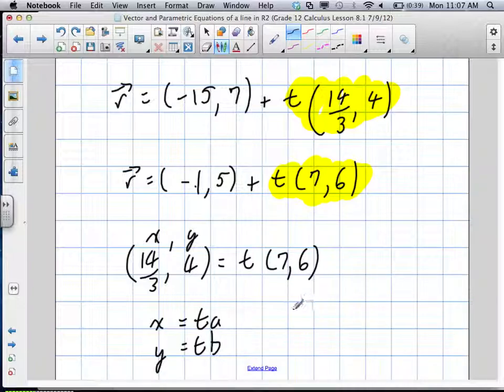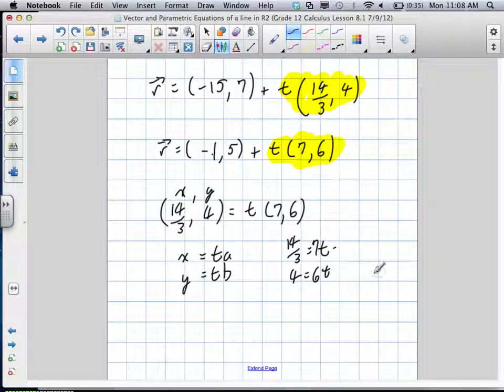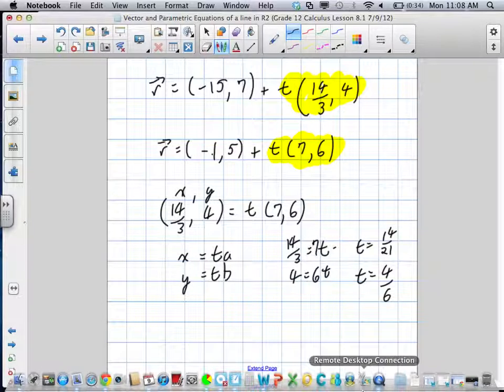We'll plug these values in. 14 over 3 is equal to t times our a value, 7, so 7t. Does the same thing hold true for the number 4 and 6t? Well, in the second one, t will be equal to 4 over 6. And in this one, t will be equal to 14 over 21. Is that right? 14 over 21? Yep. And do these two equate to each other?